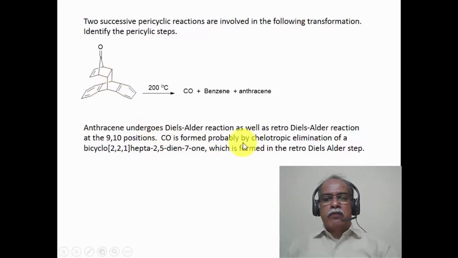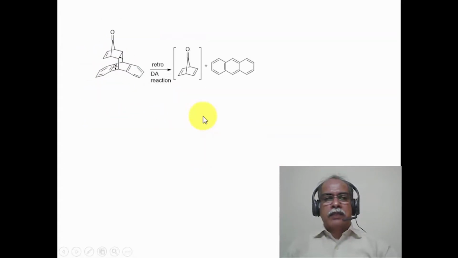Now CO is probably formed from a chelotropic reaction of a bicyclohepta-2,5-dienone, which is coming from this particular moiety formed in the retro Diels-Alder step. So one can consider the reaction as initially a retro Diels-Alder reaction, as indicated by these 3 small arrows shown in this structure, which results in the formation of anthracene and this unstable 2,2,1 bicyclic ketone.